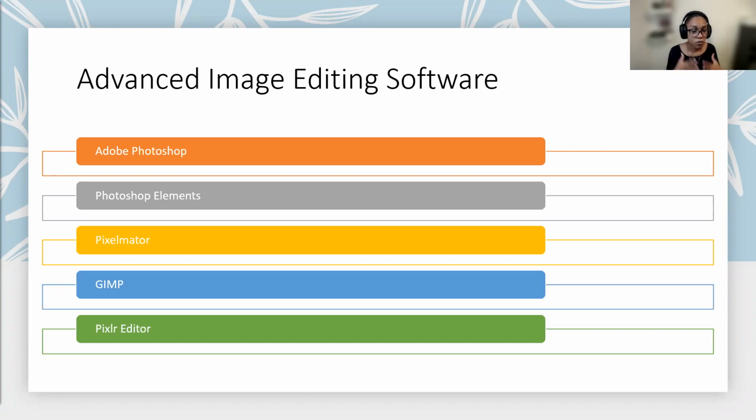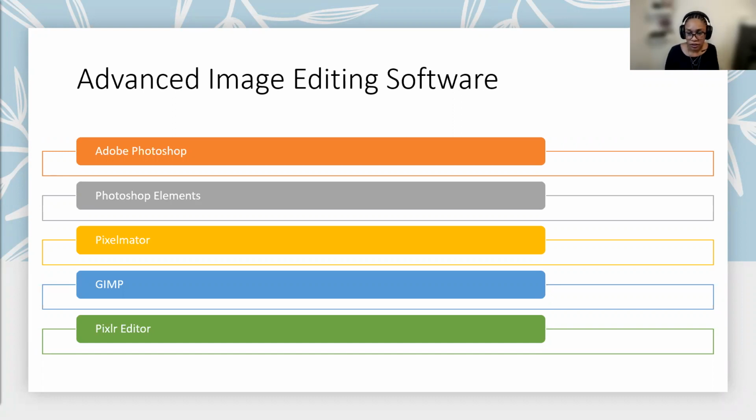GIMP was designed as an open source alternative to Photoshop, meaning that it's free to use on both Windows and Mac. While it's a very powerful application and it has a lot of features, it can be kind of confusing and difficult to use, especially if you aren't familiar with other image editing software. If you just jumped right into that one, it might be a little confusing.